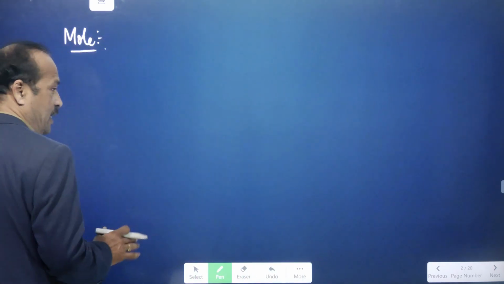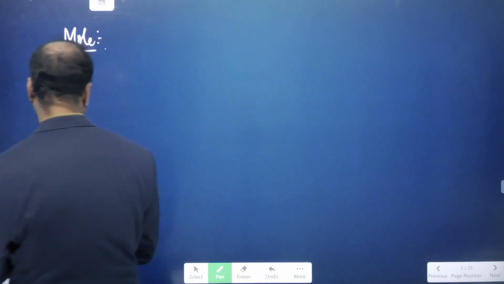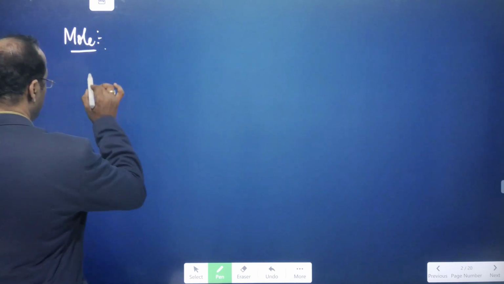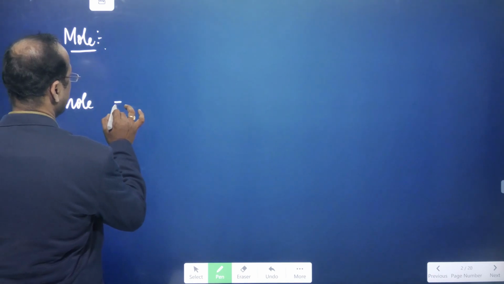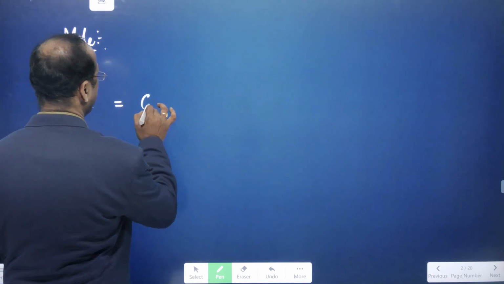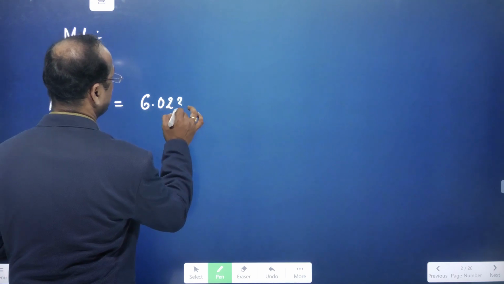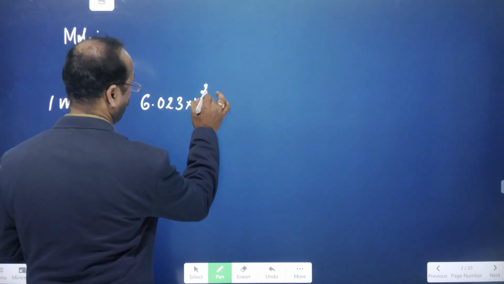So similarly, here also, mole represents that 1 mole of any substance consists of 6.023 into 10 to the power of 23 entities. What's the number? 6.023 into 10 to the power of 23 entities. It means 1 mole of any substance is equal to that number. It consists of 6.023 into 10 to the power of 23 entities.